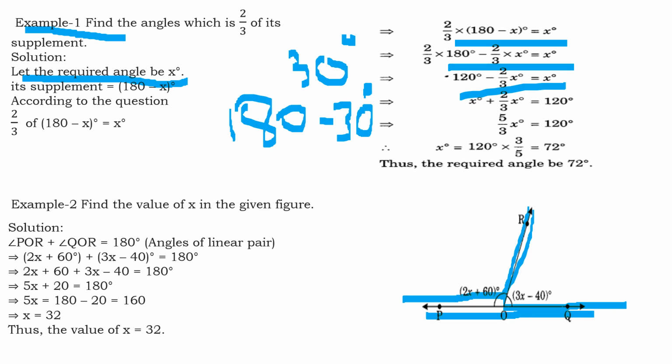So 2x plus 60 degrees plus 3x minus 40 degrees is equal to 180 degrees. On solving them, you will get the value of x as 32. They are asking you to find the value of x. If I ask you to find the value of each angle, you have got the value of x as 32 degrees. You will put x in this, you will get one value. You will put the value of x here, you will get the value of the other angle also. Clear?